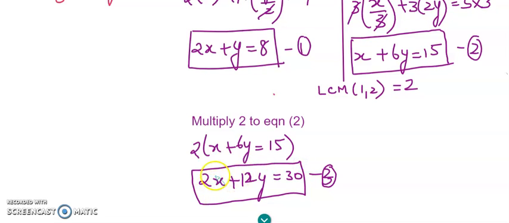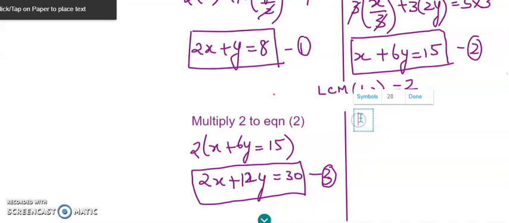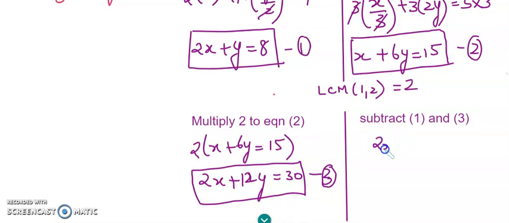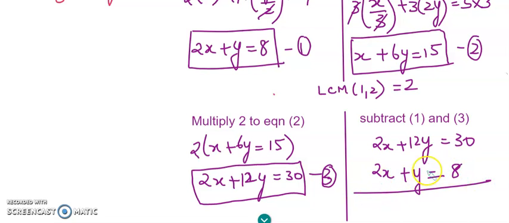Now look at the 2x and 2x again. Are they the same sign? Yes. That means what we have to do, add or subtract? If they are the same sign, we'll be subtracting, right? So we'll subtract which two equations? Yes, 1 and 3. So let's do the subtraction. Let's write down 2x plus 12y equals 30, and 2x plus y equals to 8. Let's subtract. Subtract means the sign of the bottom equation will change. So this will become a minus, this will become a minus, and this will also become a minus. So this cancels out. 12 minus 1 is 11y. 30 minus 8 is 22.